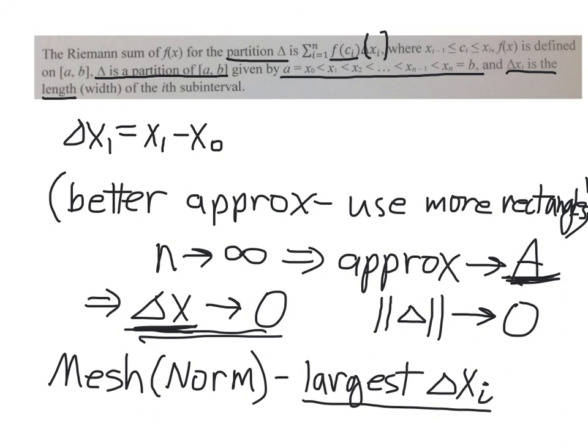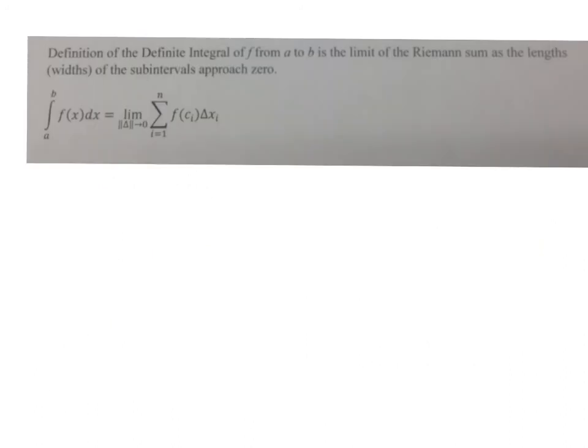Okay, so here's the biggie, the definition of the definite integral. With all of these new terms and notation, the definition of the definite integral of f from a to b is the limit of the Riemann sum as the lengths, or what we've been calling the widths, of the subintervals approach 0. Okay. And notation-wise, this is the notation for the definite integral from a to b.